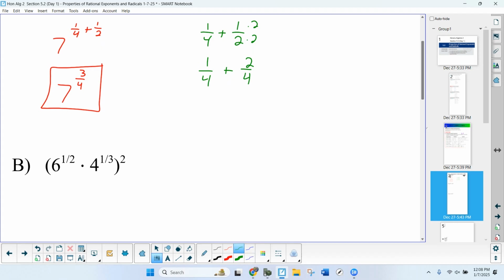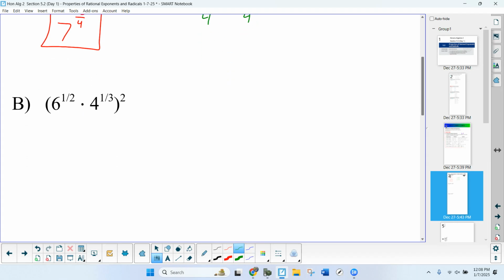You cannot add the 1/2 and the 1/3 because they are not the same base. Do you guys see that? This is a 6 and this is a 4, so we cannot add those. So Jordan, what are we going to do with the outside squared? Yeah, give it to both. Distribute. So you have 6 to the 1/2 squared and 4 to the 1/3 squared. Again, that's how I think about it. You can skip that first step.